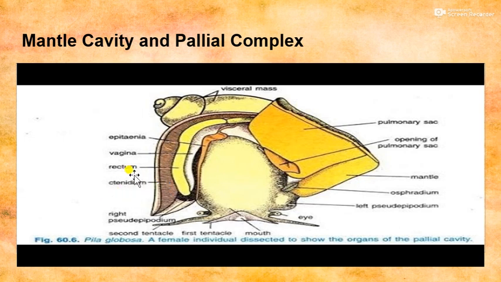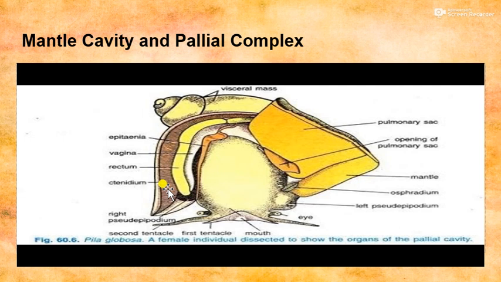Look at this, rectum and anus, and the genital aperture and the anterior chamber of the kidney as a reddish mass near the posterior end of the mantle cavity. Near the left pseudopodium is a fleshy osphradium, a typically molluscan sense organ. This is about the pallial complex and mantle cavity.